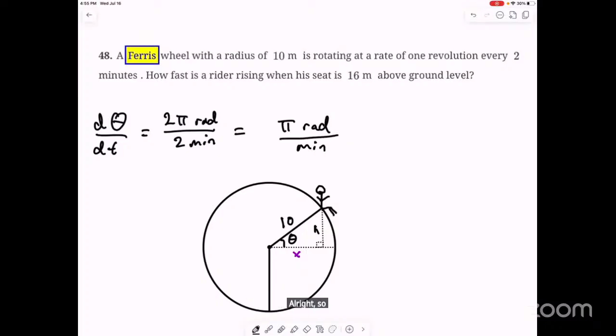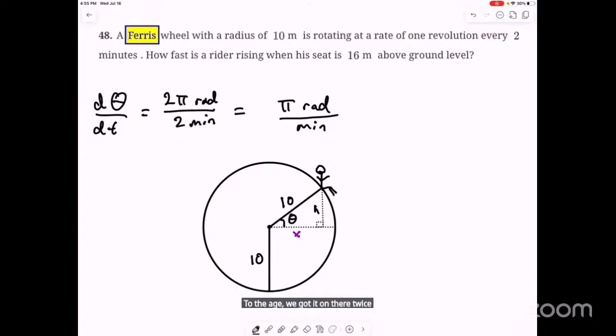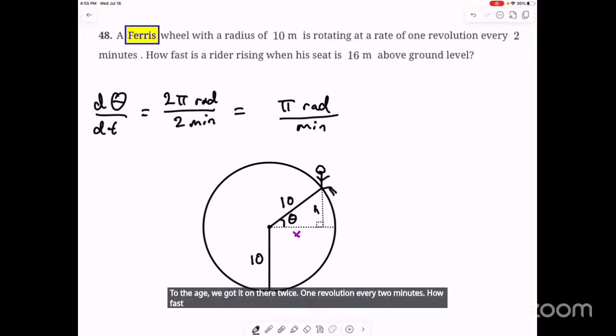All right, so when you simplify that down, we get this, okay? Let's see, it says the radius of the Ferris wheel is 10 meters, right? So that's this part from the center to the edge. We got it on there twice. One revolution every 2 minutes. How fast is a rider rising when his seat is 16 meters above the ground, right?